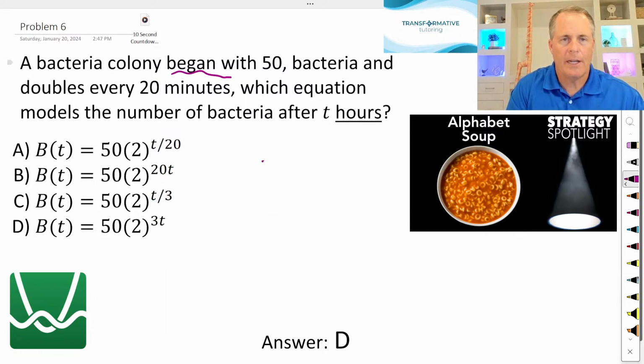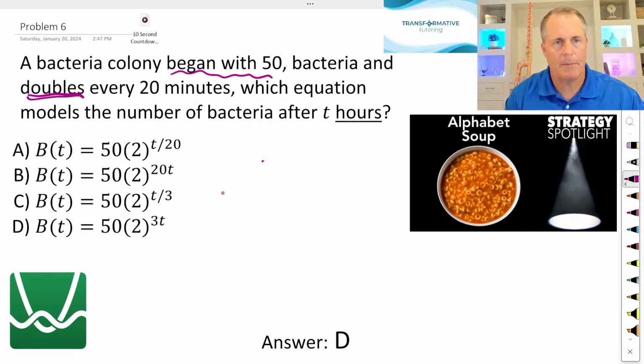We're starting with 50, so these all start with 50, and it's doubling. Okay, so these should all be 2 because we want it to double. And then it's doubling every 20 minutes. So we're getting kind of excited. In the last problem we put in a 20 and this became a 1 and everything worked out. But uh-oh, I've got some bad news.